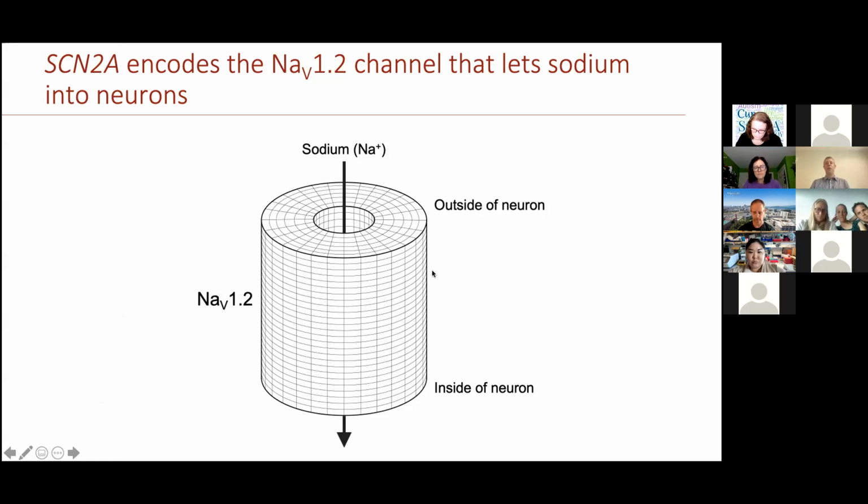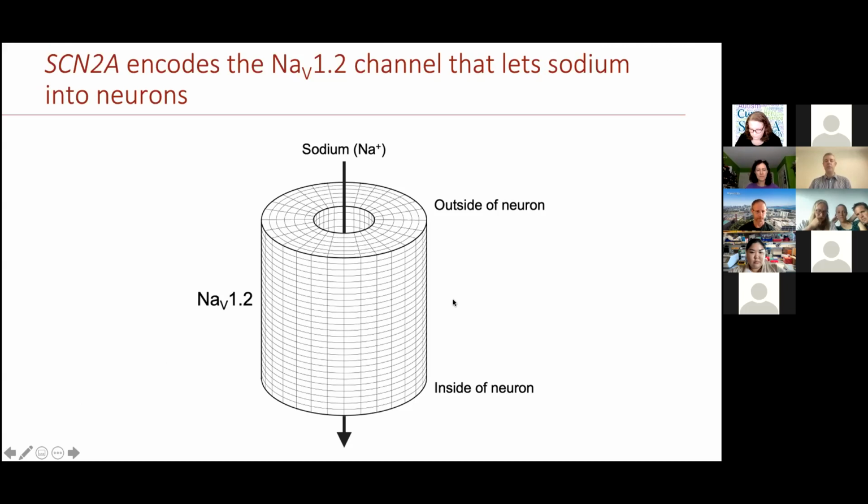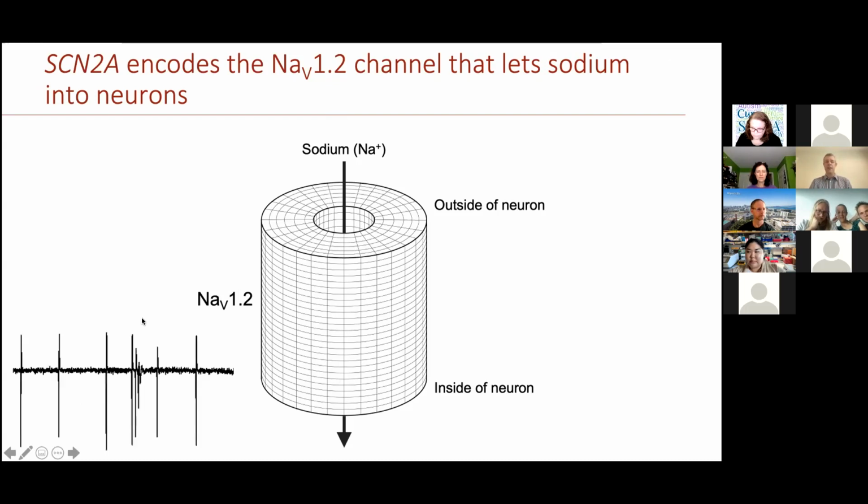So here's what the channel does. I'm simplifying it quite a lot, but basically SCN2A makes a protein or a channel called NAV1.2. That channel sits in the membrane of a neuron, and it has one job, and that job is to sense changes in the electrical environment, and in response to that, open and allow sodium in. That influx of sodium creates an action potential, which is how nerves fire and how nerves communicate.